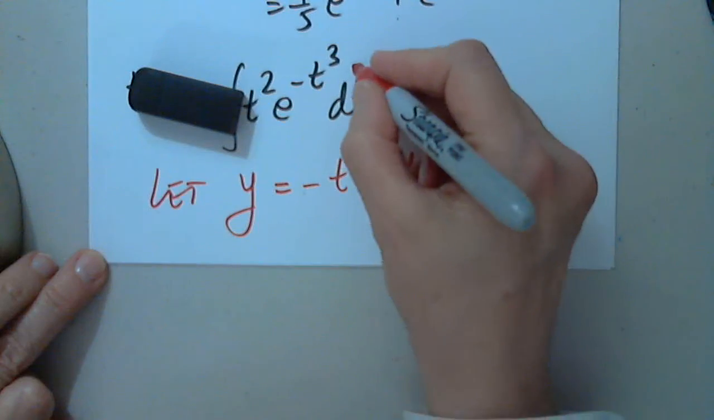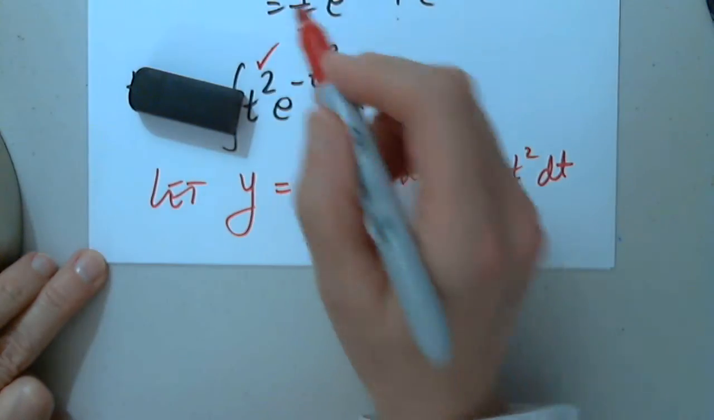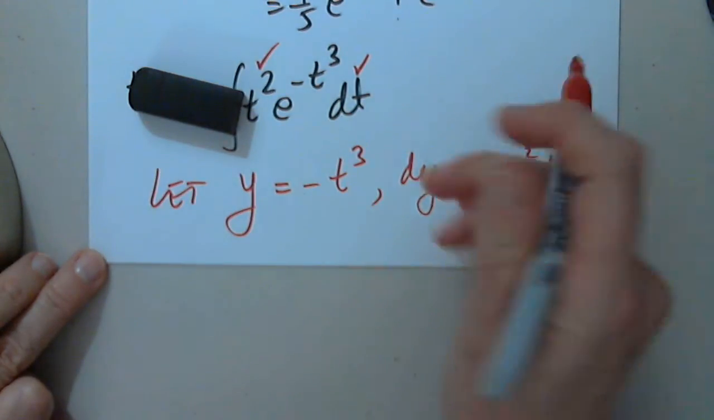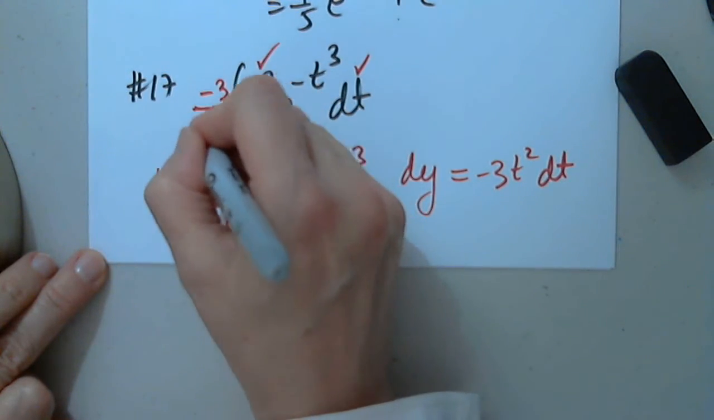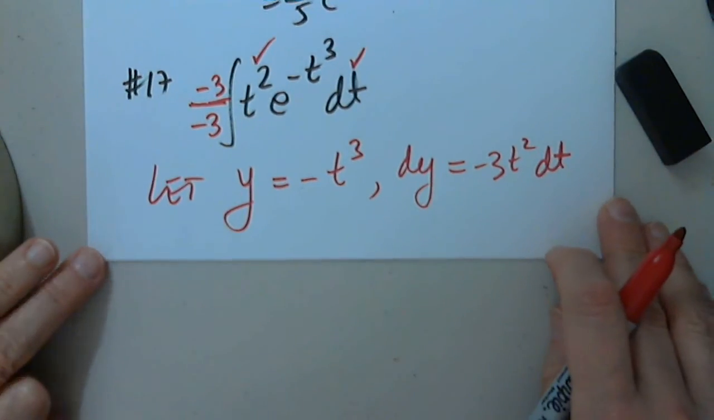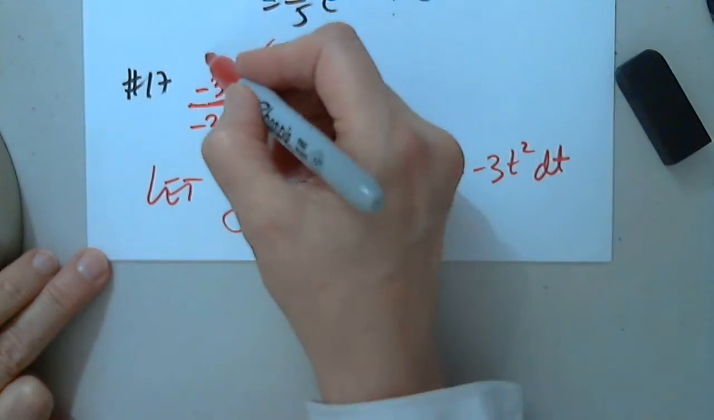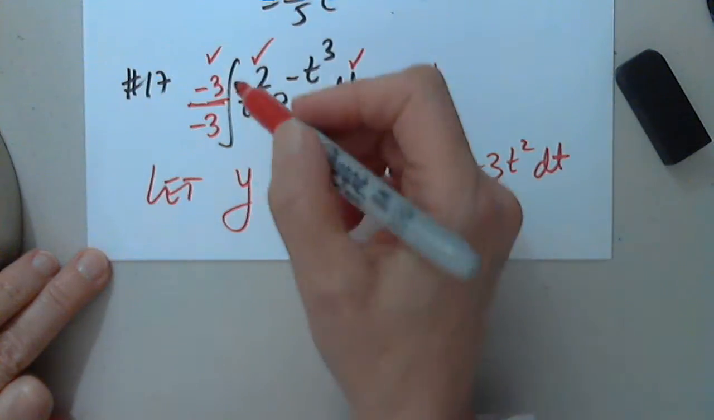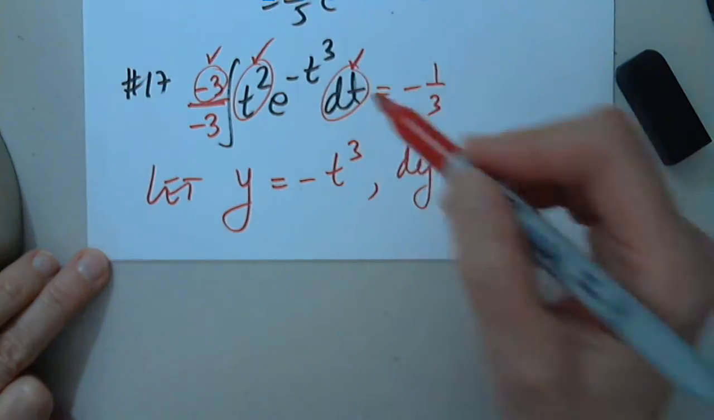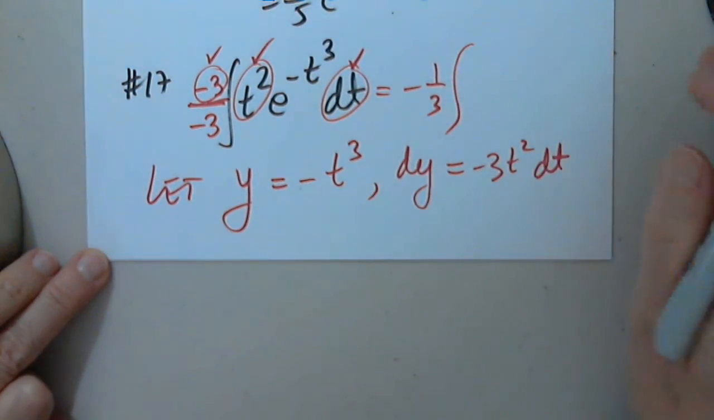I have dt. Awesome. I have t squared. Awesome. I don't have negative 3. Who cares? Negative 3 over negative 3, which is 1. Now I have all three pieces. Negative 1/3 stays outside. This and this and this will make up what?